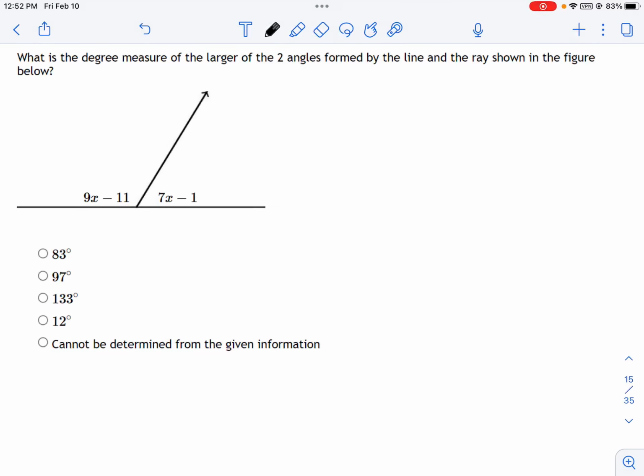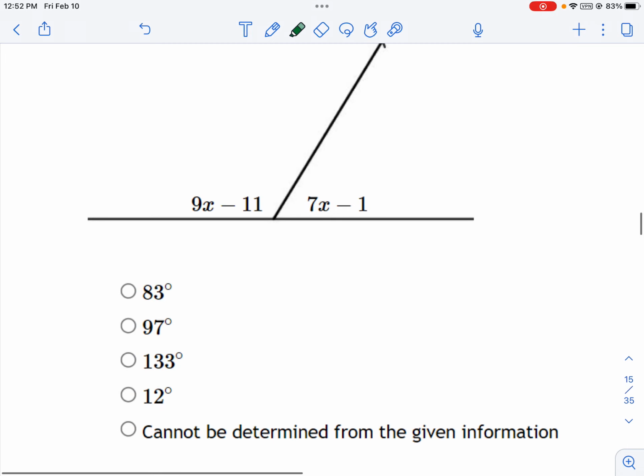Hello and welcome. So, we have a question to answer here, and it says, what is the degree measure of the larger of the two angles formed by the line and the ray shown in the figure below? Alright, well, first off, we have something a little interesting here. In terms of difficulty, this problem's not that bad, as long as you understand a few fundamental things.